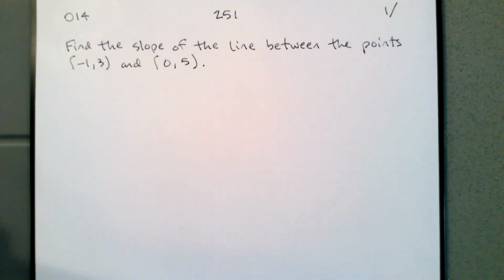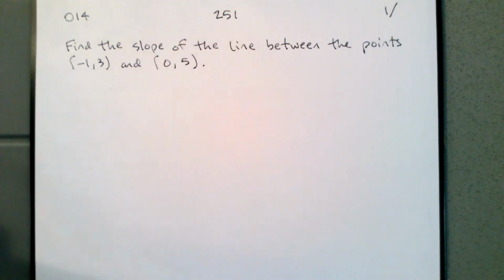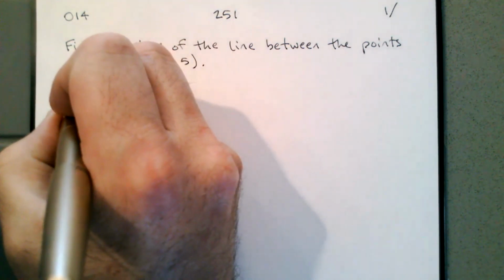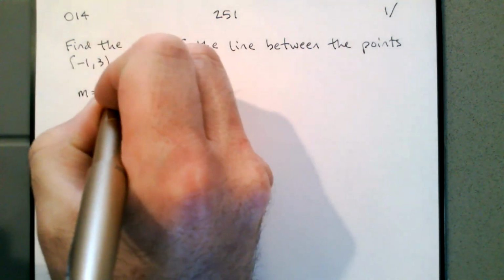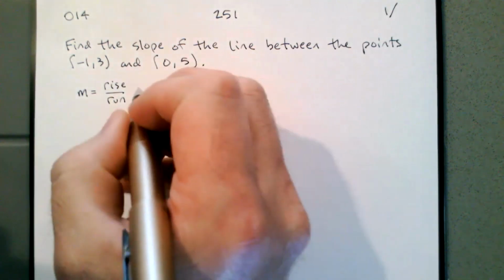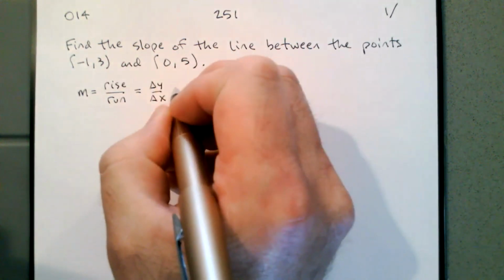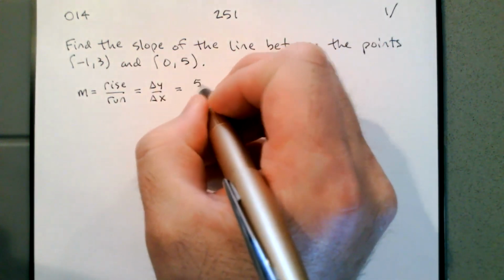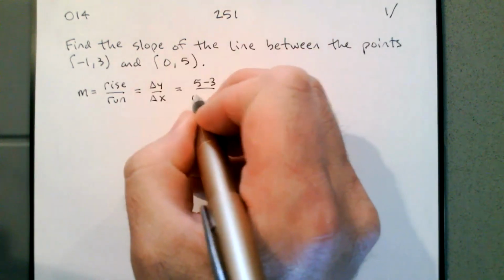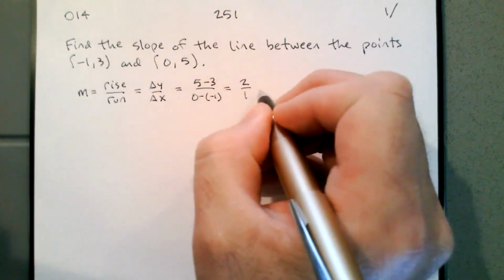All right, so we want to find the slope of the line connecting the points -1, 3 and 0, 5. What we know is that slope is rise over run. That's the definition of the slope. We're actually summing up 2 things in the one number that we call slope. The rise is how much y is changing, and the run is how much x is changing. So the change in y we can write as 5 minus 3, and then the change in x will be 0 minus -1.